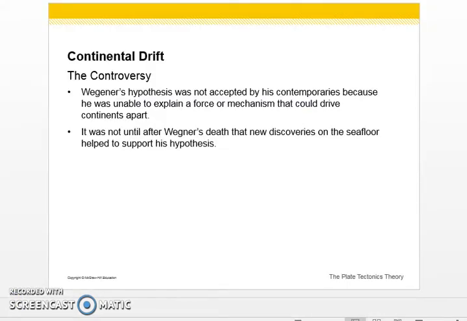And as we've learned this year, science wouldn't be science without what? A controversy. Wegener's hypothesis was not accepted by his contemporaries because he was unable to explain the why, a force or mechanism that could drive continents apart. It was not until after Wegener's death that new discoveries on the seafloor helped to support his hypothesis.